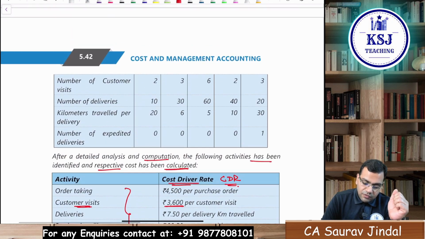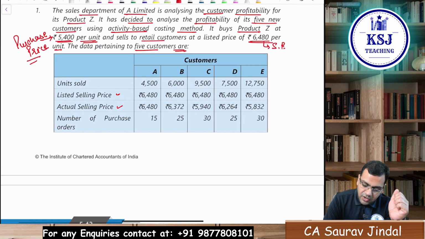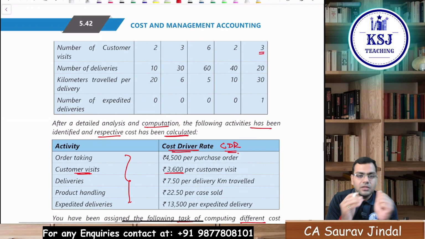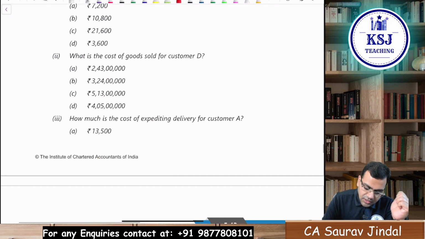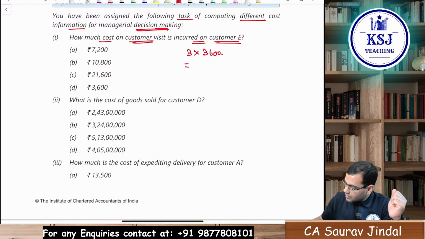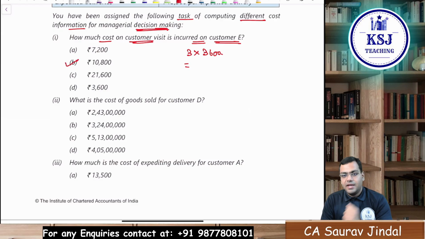Yes, sir. So for customer E, what is the number of customer visits? That is 3. So what will be the cost here? The cost here will be 3 multiplied by 3600. Right? So 3600 multiplied by 3, that comes to 10,800. That is option B. Very simple.